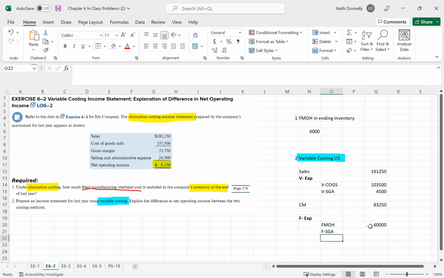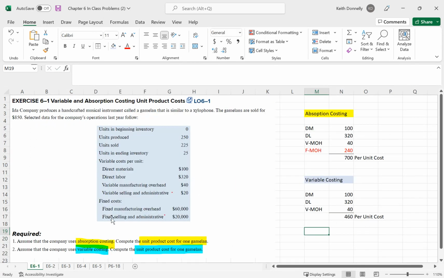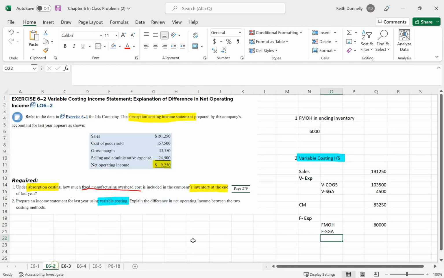Likewise, I believe we have some fixed selling and administrative, $20,000. So we're going to use that number. And again, why did we use 20 here times 250 or 225, versus here we're using the full 20? Well, this is on a per unit basis and we had to multiply it over. This is giving us the total fixed cost. So it's like unitary versus total. So we can throw that in, the 20,000.